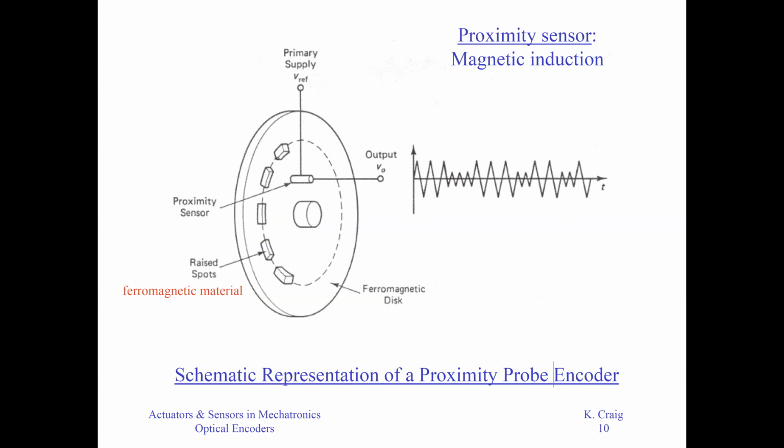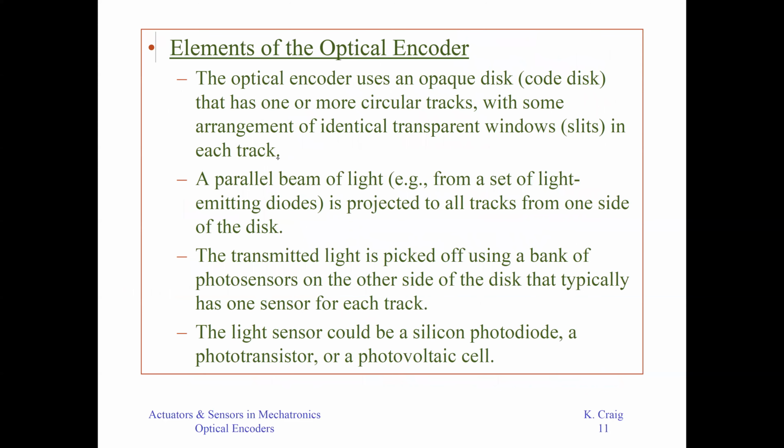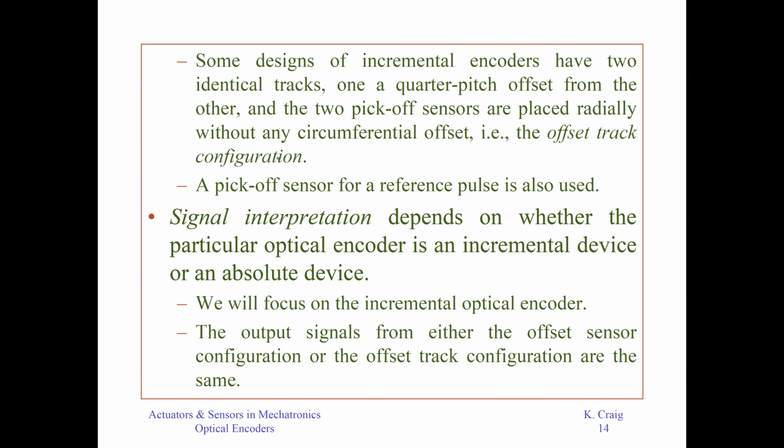So this is using a proximity sensor. You can also do the same. This is called a proximity probe encoder. But we focus on the optical encoder. A lot of the time we delete this term because by default everything should be optical. Just a moment ago I showed you several other ways. You don't have to use light. Okay. So let's go to here.